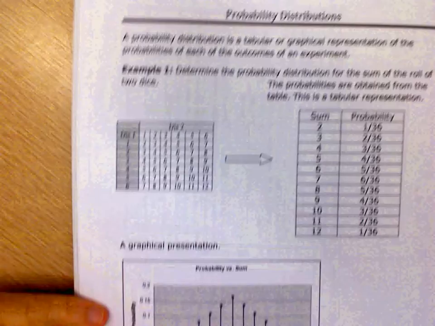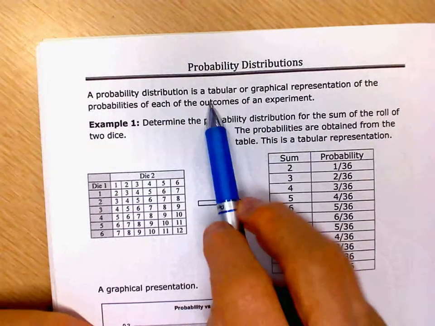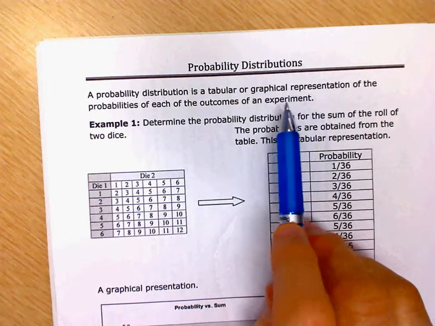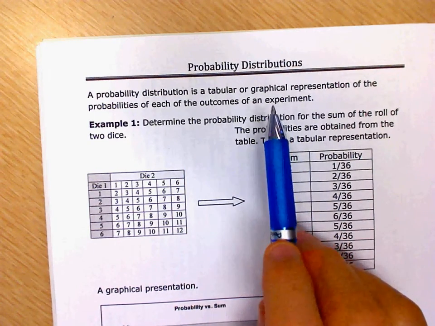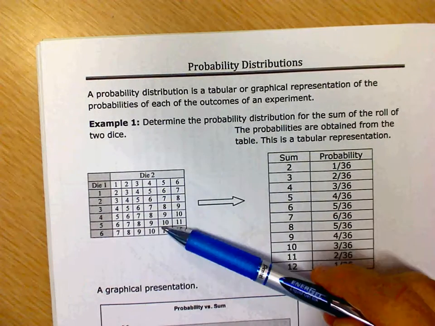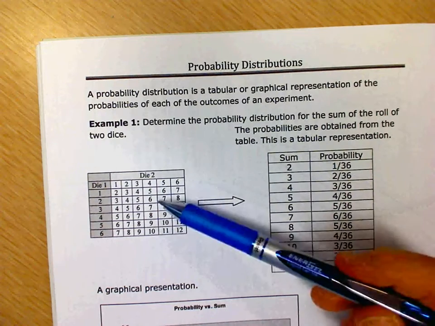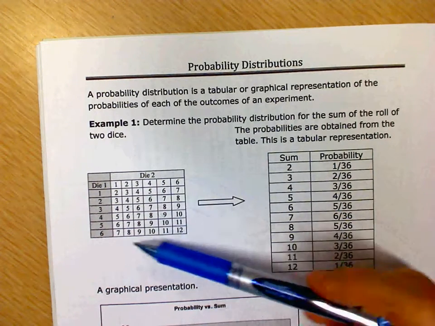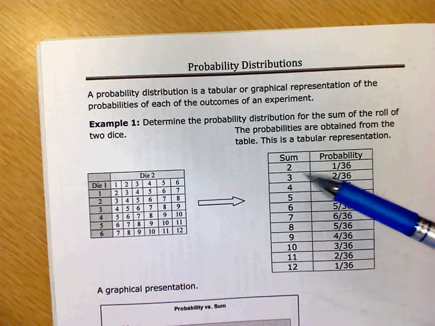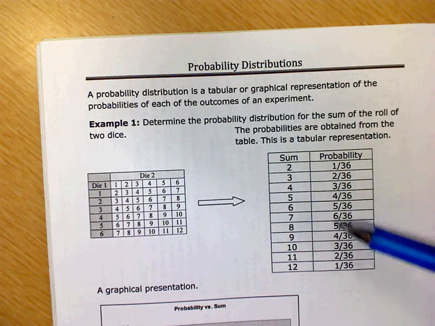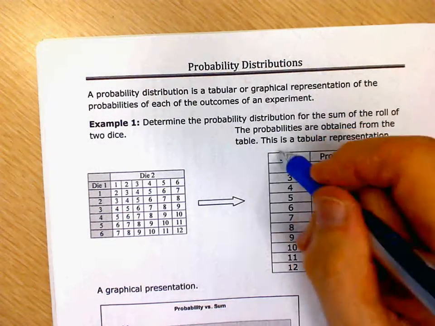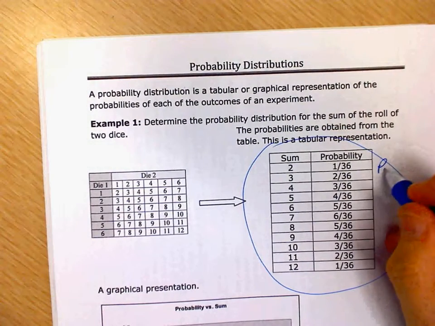A probability distribution is a tabular or graphical representation of the probabilities of each of the outcomes of an experiment. So for example, here's the rolling of 2 dice. The probability distribution for the sum of 2 dice has all your possible outcomes here, and then you have the probability associated with each outcome. So this is what is called a probability distribution.